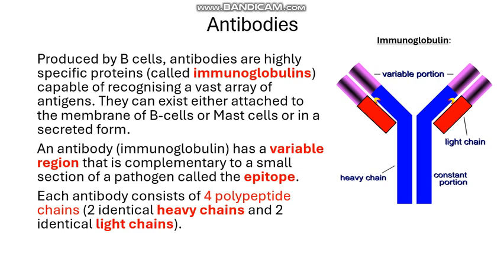Antibodies are basically these things called immunoglobulin proteins. You can use the terms interchangeably, which we're going to do, so don't get confused. An immunoglobulin is just the proper word for an antibody. Produced by B cells, antibodies are highly specific proteins called immunoglobulins, capable of recognizing a vast array of antigens.